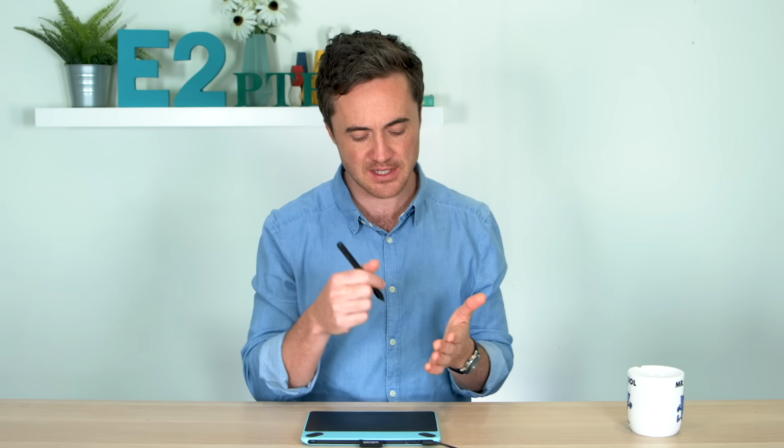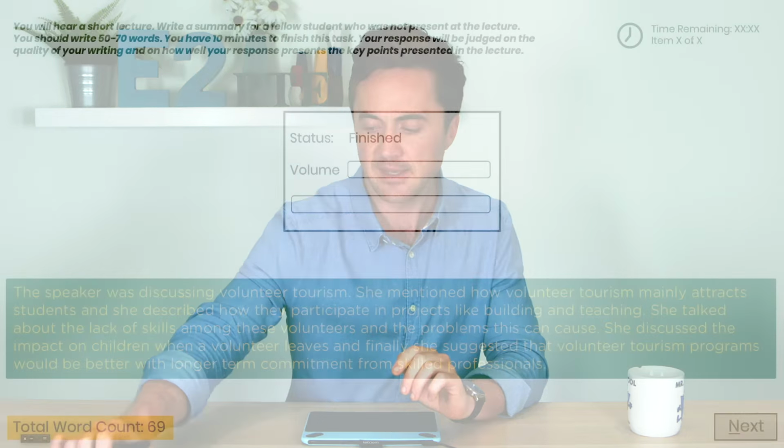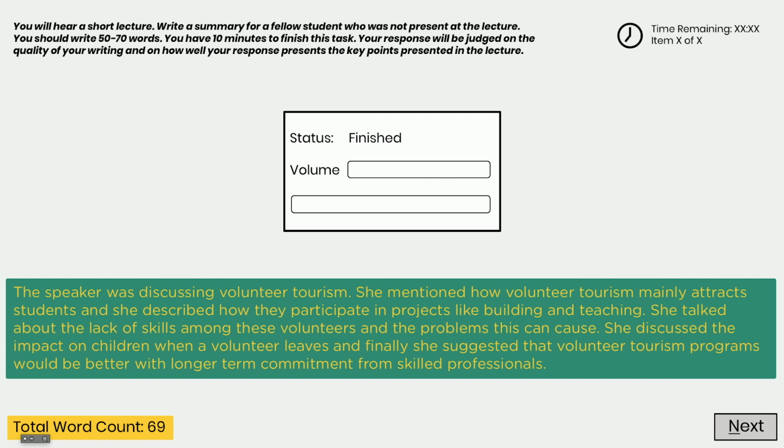Okay, how did you go? First of all, understanding what you were listening to, taking notes while you're listening, and then transferring your notes into a well-written summary. It's a pretty challenging task. Here's what my summary looks and sounds like.